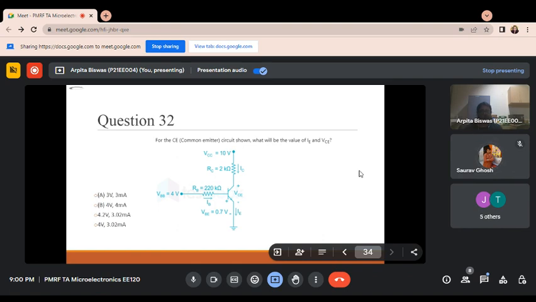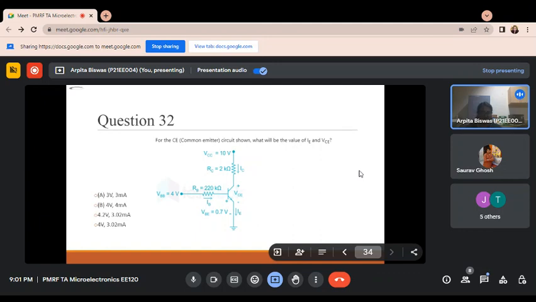Okay. So first you have to take the first loop, that is VBB, then minus IBRB, then minus the VBE value. So you can get the equation 4 minus 220 kilo ohm into IB, then minus 0.7 equal to 0. This is the first equation. Yes, and from that we get the value of IB, the base current. And what is the value of IB? It is 0.015 milliampere.